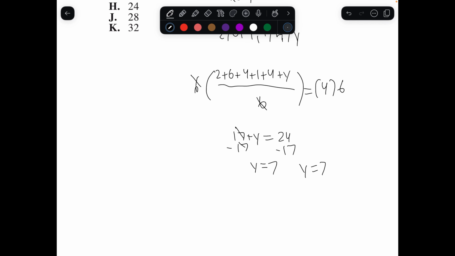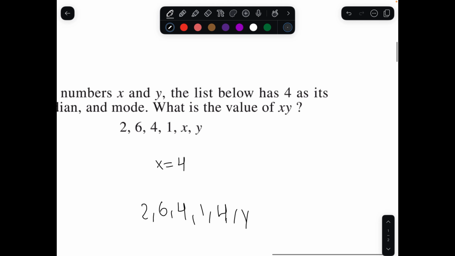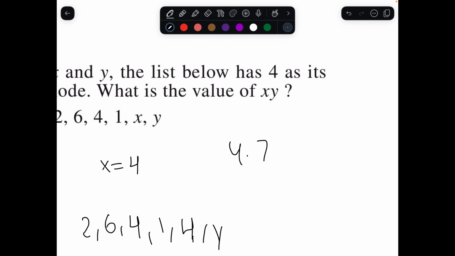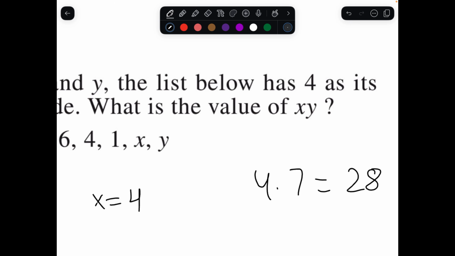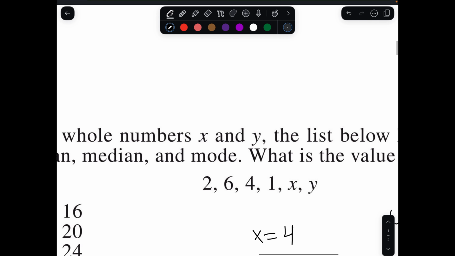Right? And now it's asking us for the value of xy. 4 times 7, which is 28. Also, we can check that this is right by testing if 4 is the median.